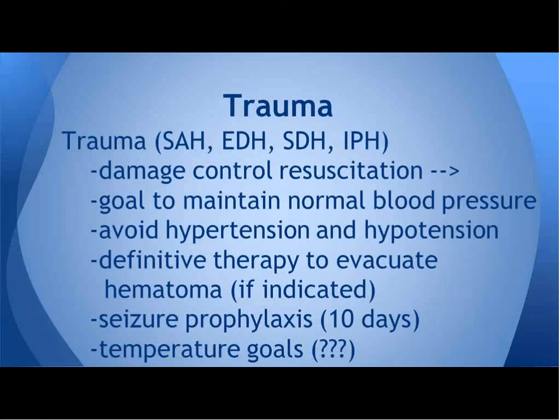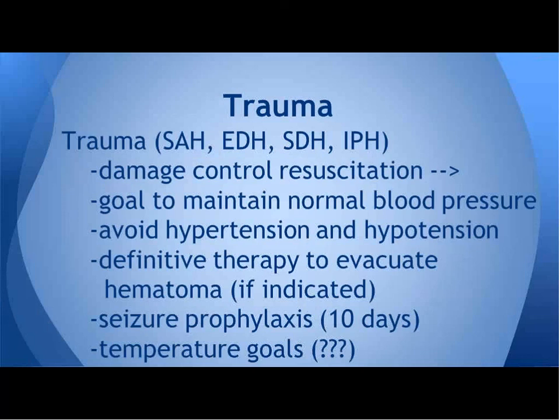Trauma, we'll just address that very briefly. Subarachnoid hemorrhages, epidural, subdural, and then intraparenchymal hemorrhages. Really, our goal is damage control resuscitation, which essentially means that we are very aggressive very early on to control the bleeding. Once you control the bleeding, all aspects of the bleeding, that will give you the best outcomes. So our goal is to maintain a normal blood pressure, avoid hypertension and hypotension, and then definitive therapy to evacuate the hematoma if it's indicated.